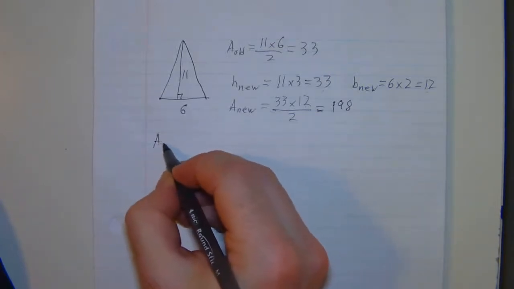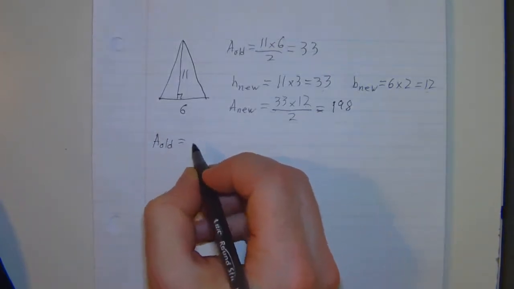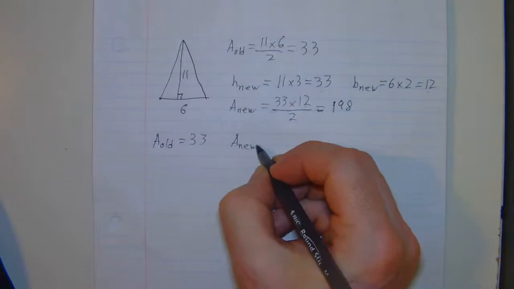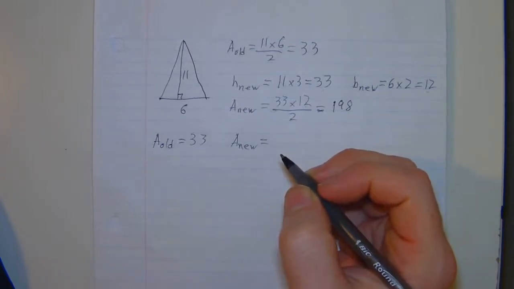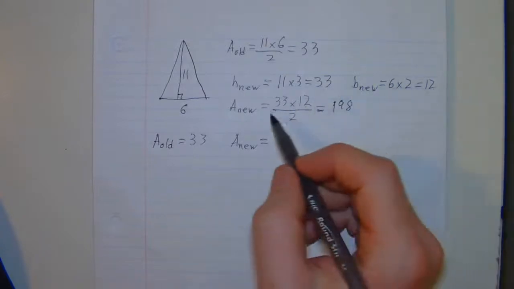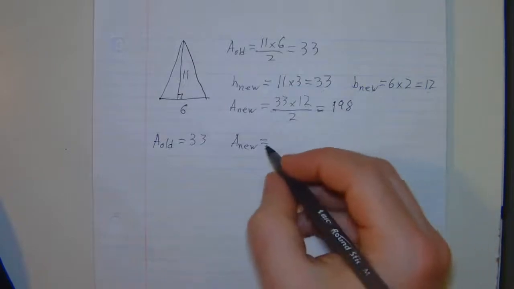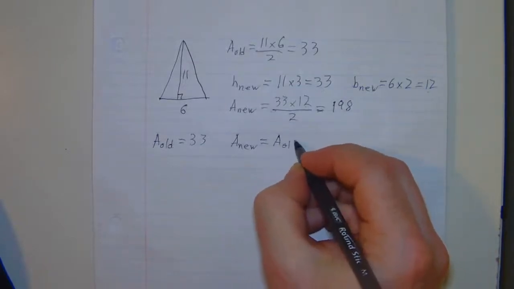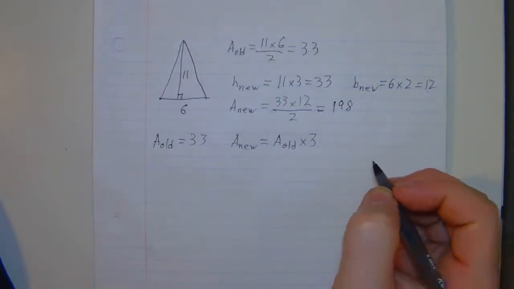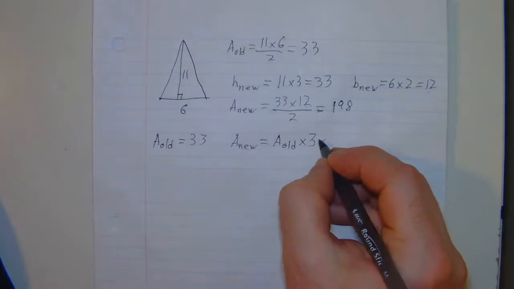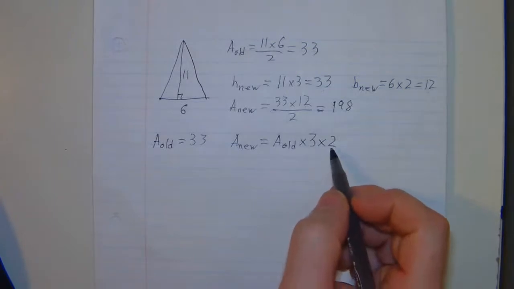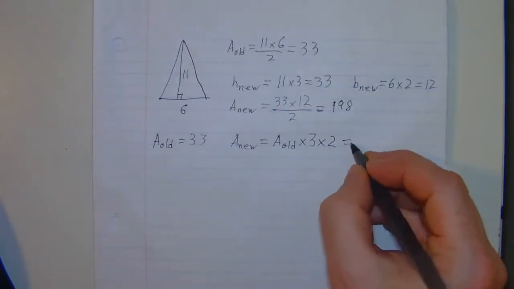But the thing I'd like you to learn from this lesson is that if the old area is 33 and we know that the height is tripling and the base is doubling, instead of calculating the new height and the new base and then redoing the area calculation, we can just take the old area. If the height triples, that triples it. And then you take that, and since the base doubled, you need to double it. So I can just take the old area times 3 times 2, and that will give me the new area.